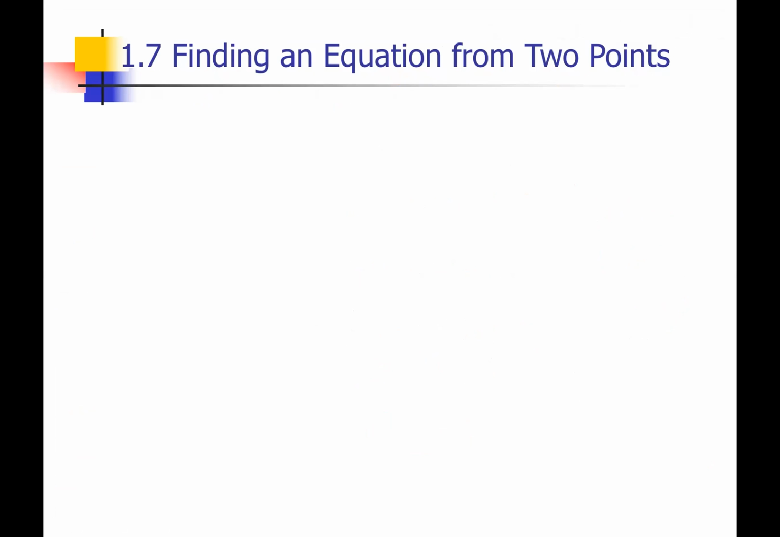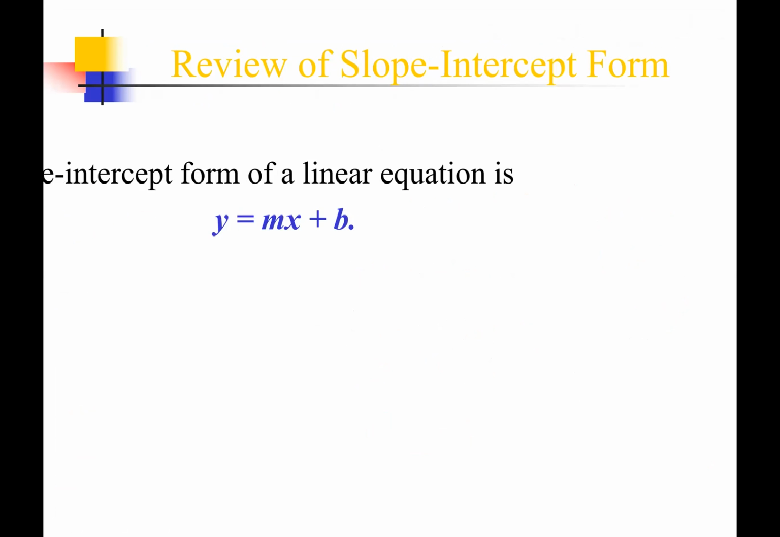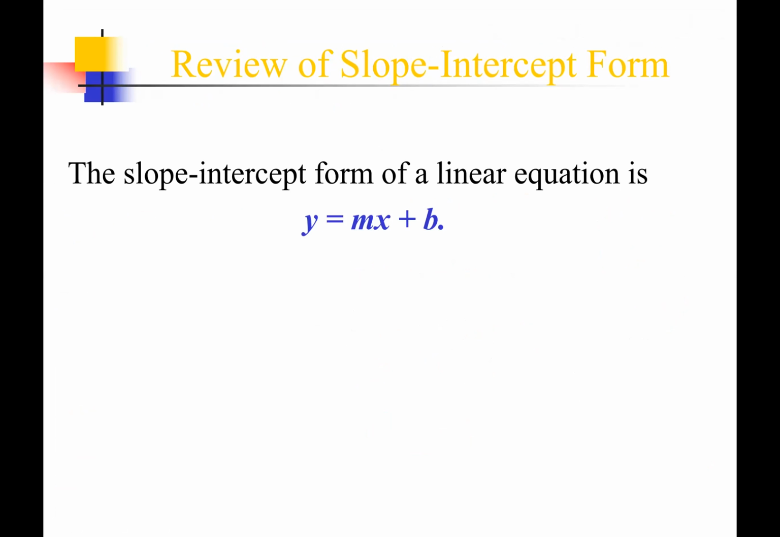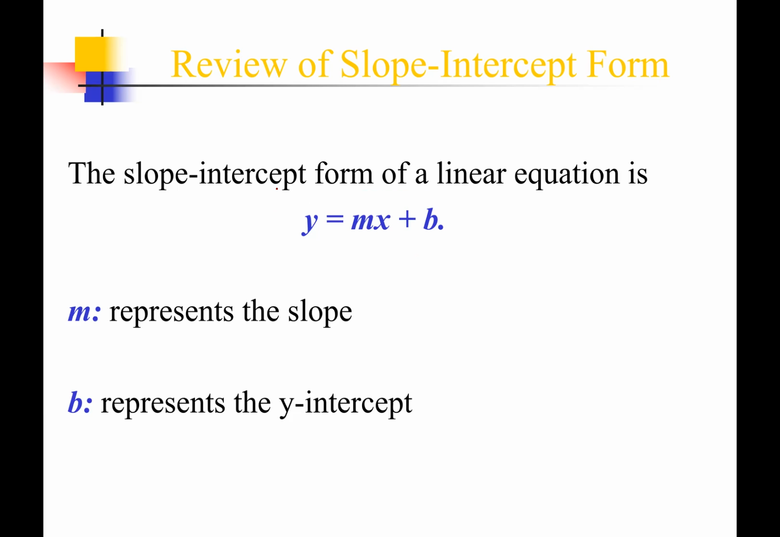Find the equation from 2 points. Okay. So we have a slope-intercept form. So this is one of the most popular forms of the linear equation. So we normally go back to the slope-intercept form, no matter what other forms you have. Okay.